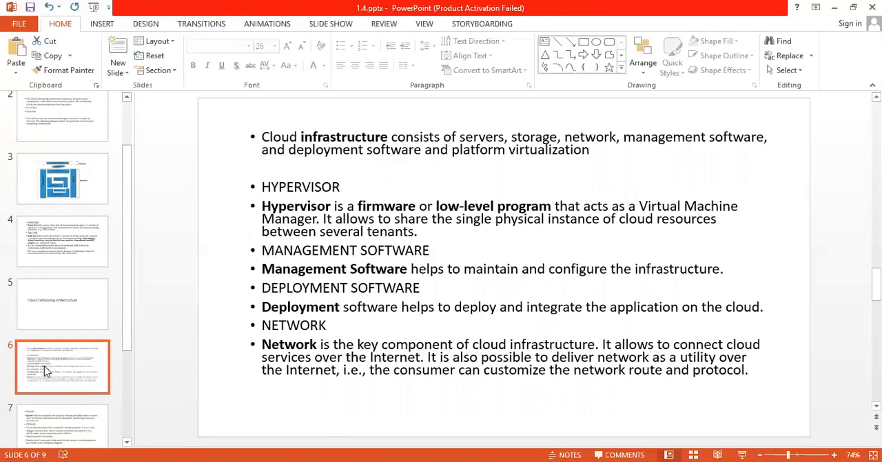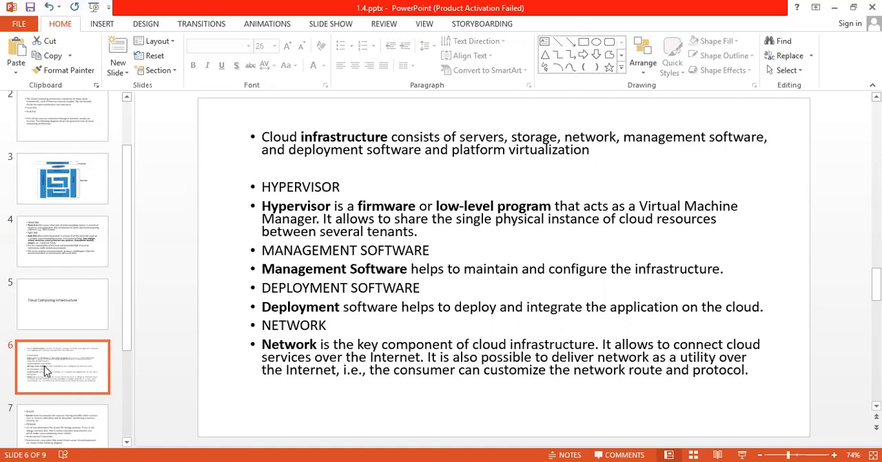Then right now which machine is going to be used, and what work the machine is going to do. So the hypervisor is going to share the single physical instance of cloud resource between several tenants. At a time you can use only one machine from the various machines on the same machine. Management software helps to maintain and configure the infrastructure. Deployment software helps to deploy and integrate the application on the cloud.